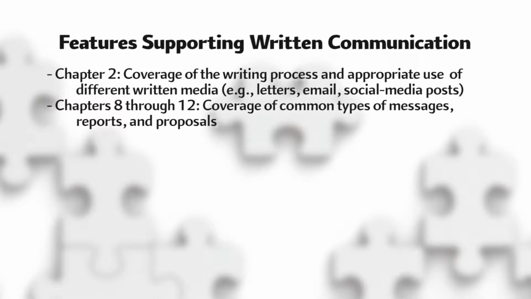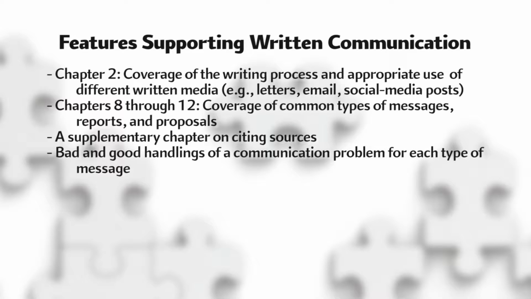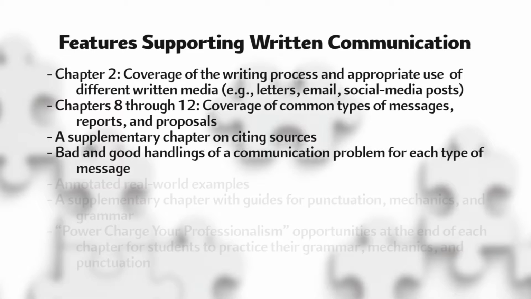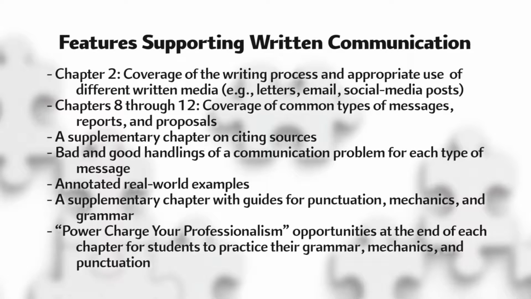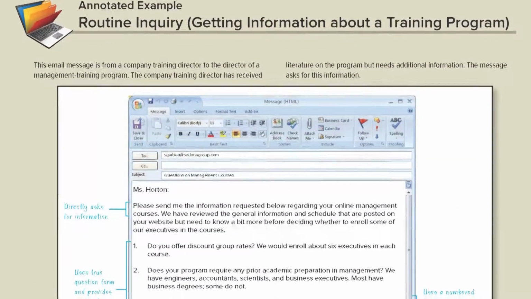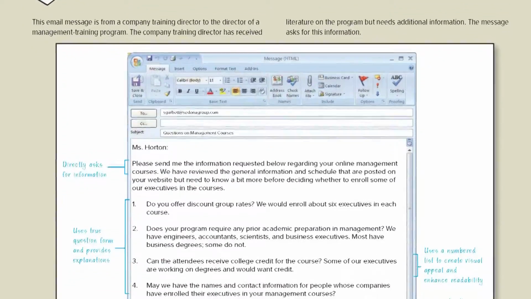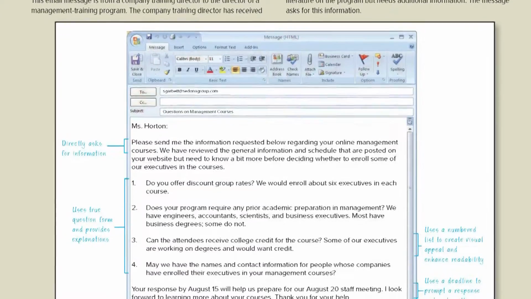Then we devote 5 chapters to messages, proposals, and reports. We also include a supplementary chapter on citing sources. And for every type of document or message we cover, we provide bad and good handlings of a sample communication problem. We also provide numerous annotated real-world examples to illustrate how to apply the principles in the text, like this one for a routine request. These examples model how to use clear, appropriate wording, as well as a logical, strategic structure and helpful formatting.